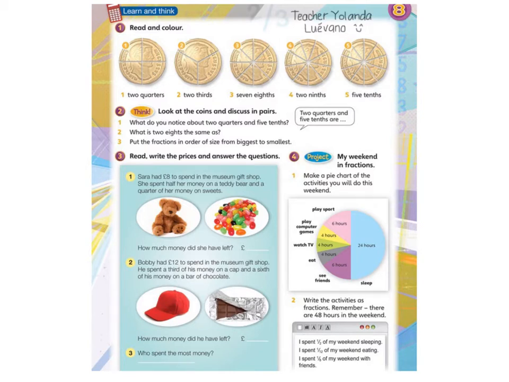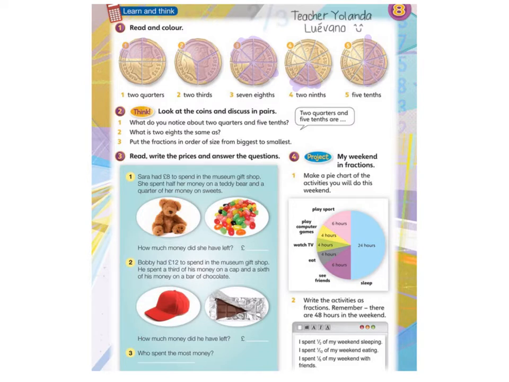On the next page, it says read and color. From these, we're going to color only 2 quarters. So we have to color 2 pieces of the coin. Here it says 2/3. So if it's divided by 3, we're going to color only 2 parts. 7/8. Well, if it's divided by 8, of course, you're going to color almost all of it. I'm using my finger here on the iPad, and it's a bit difficult. 2/9. So we're going to color only 2. And 5/10. That's easy. It's just a half.